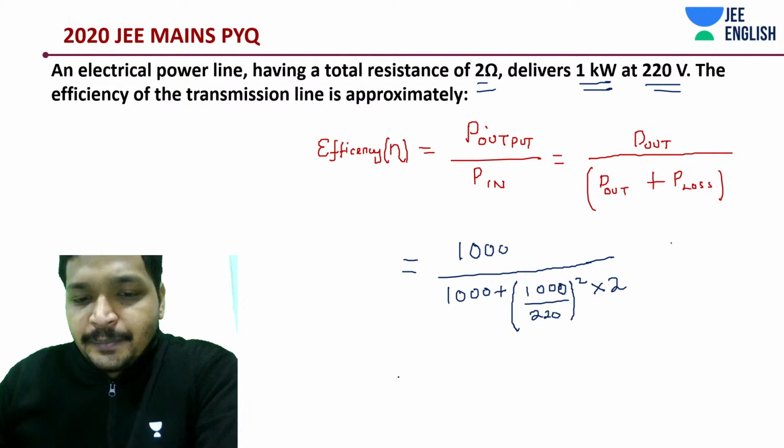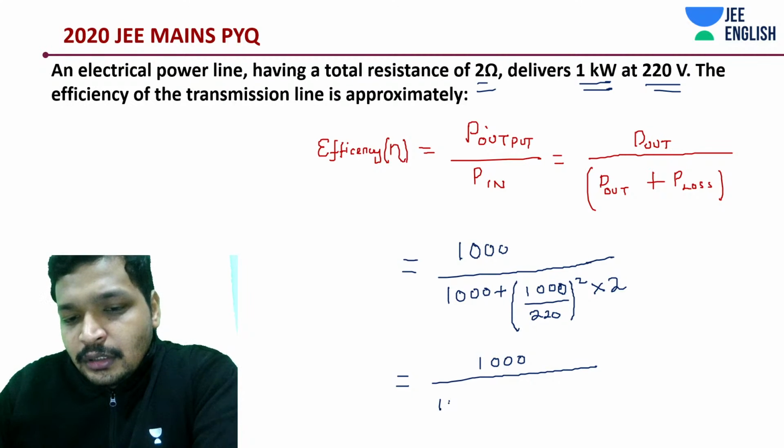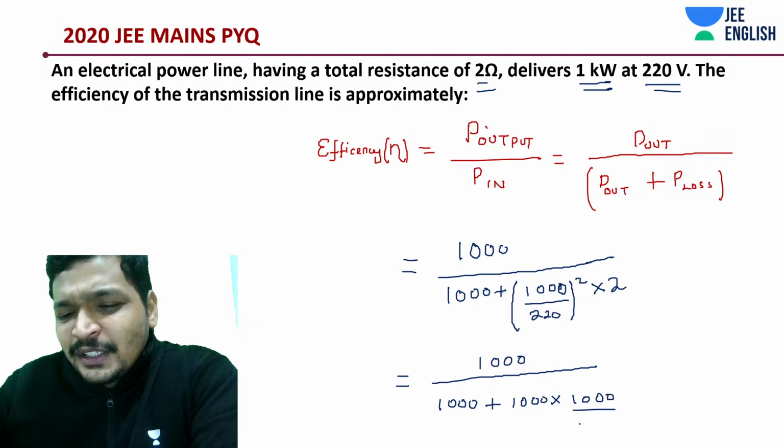Understand this thing carefully. This is 1000 divided by 1000 plus of 1000 into 1000. Okay, I'm just simplifying it.